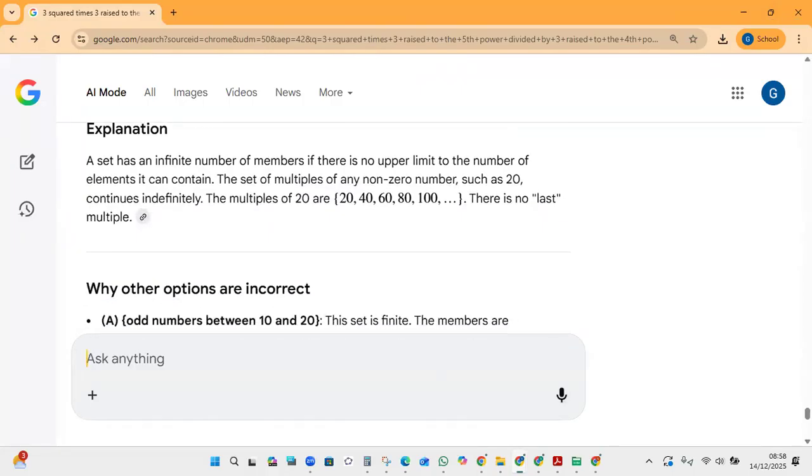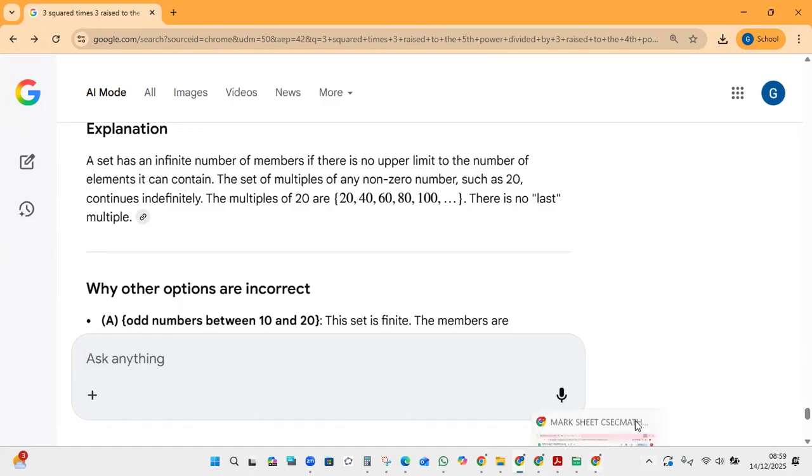It says a set has an infinite number of members if there is no upper limit to the number of elements it can contain, because the word infinity, infinite, is a very important word in mathematics. Very interesting word. So there is no upper limit to that particular set. So let's see if it will explain to us why this option has no upper limit.